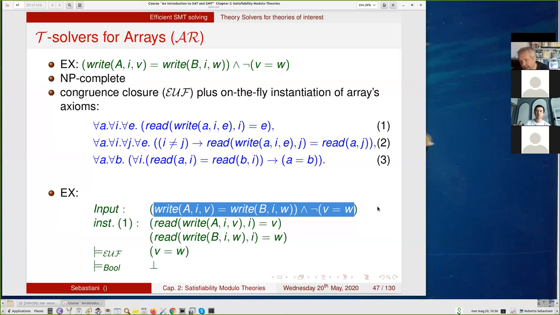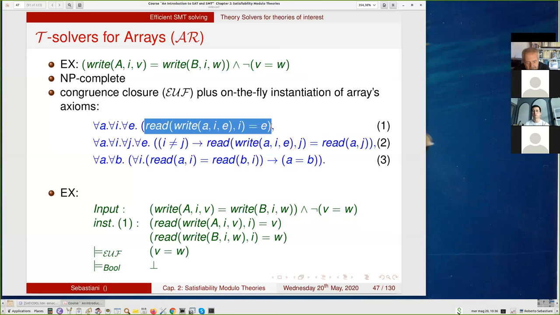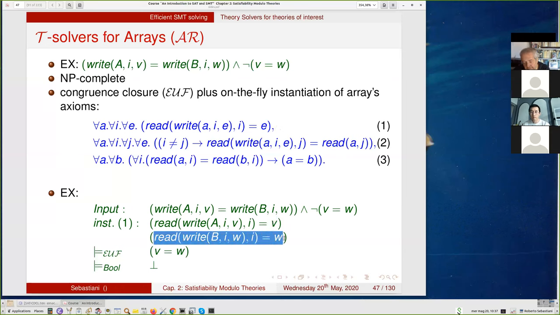Okay, let's see how we do that. This is our starting point, but then we can produce two instantiations of axiom number one. We can say that the result of reading in position I the result of writing A, I, V must be V. This is an instantiation of this axiom. Similarly, we say it for B and W.